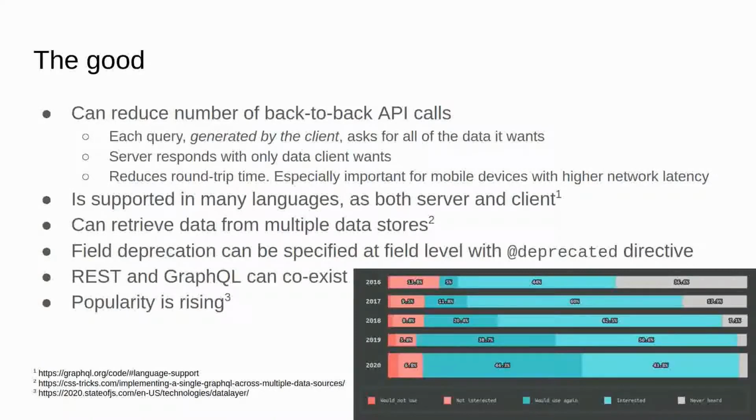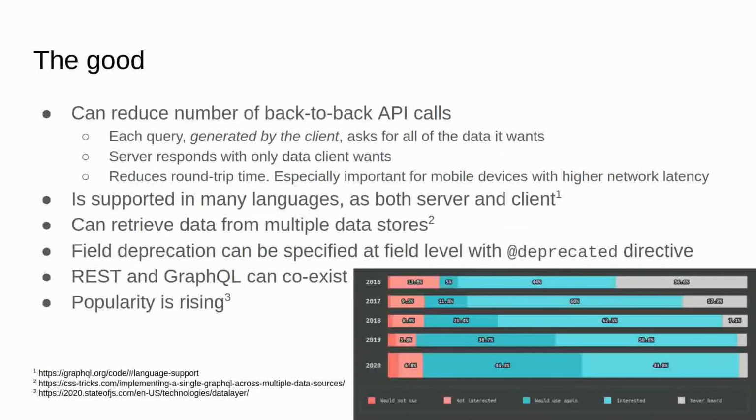GraphQL is supported in many programming languages as both server and client. This makes transitioning or starting a new project to use GraphQL easier. GraphQL can retrieve data from multiple data stores. Data stores include different databases and third-party APIs. This is useful when data is distributed.